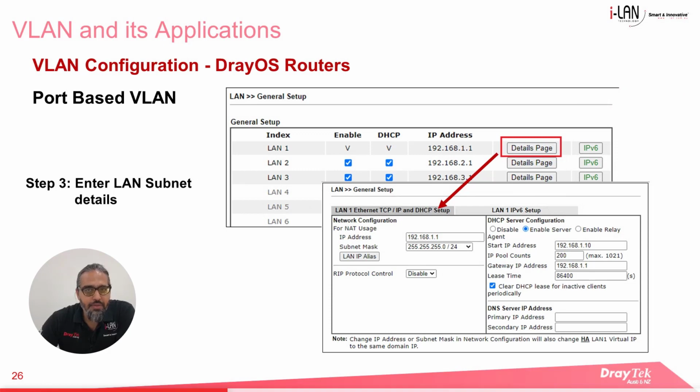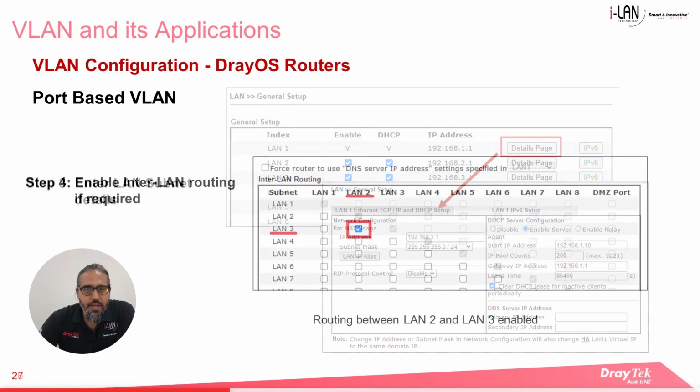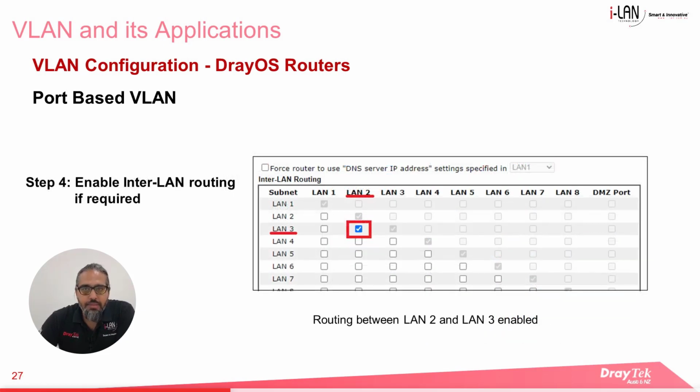The next step is to enter the LAN subnet details for each LAN, including the DHCP details. Enable routing if required by selecting the intersection of the two LANs you wish to route between. Here you can see we've enabled routing between LAN 2 and LAN 3.